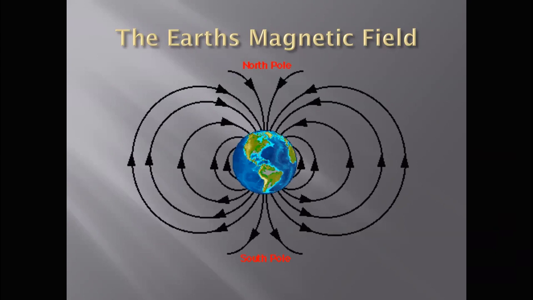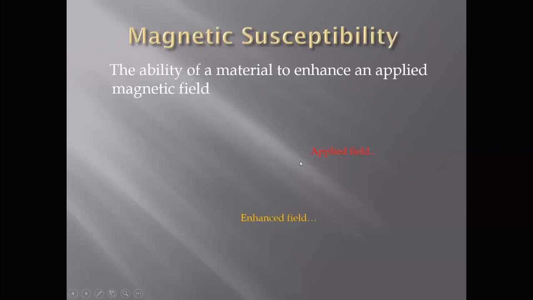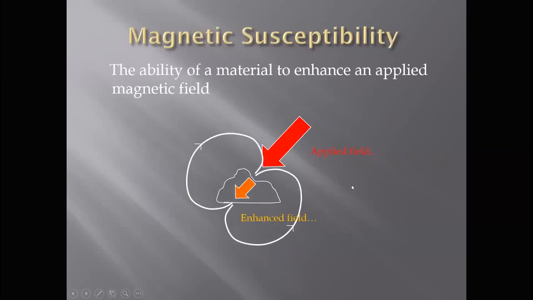You have to know your latitude. The big thing with the magnetic field is, depending on your latitude, the magnetic anomaly of any body looks totally different at the equator, because the field is horizontal, and at the poles, because the field is coming out vertically. So just to brush up on magnetic susceptibility, this is the ability of any material to enhance an applied magnetic field.